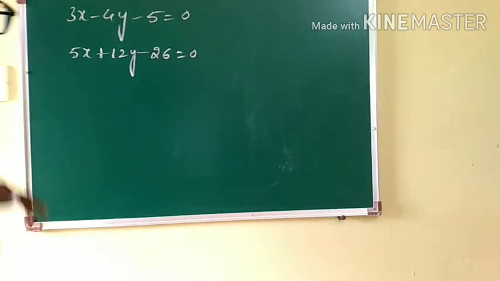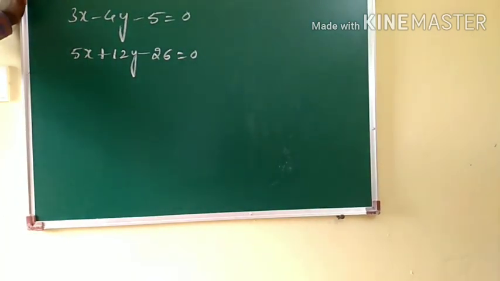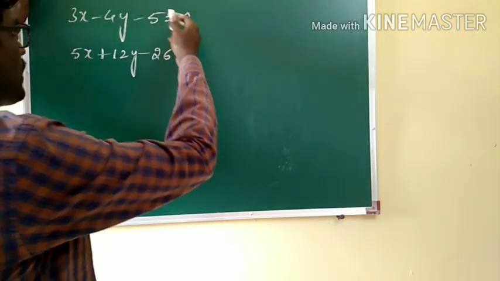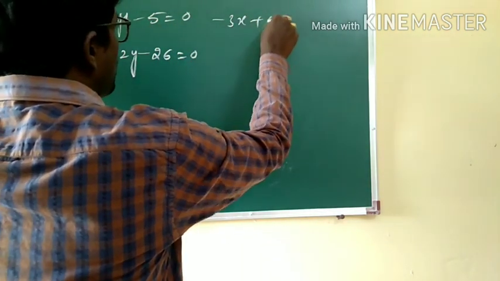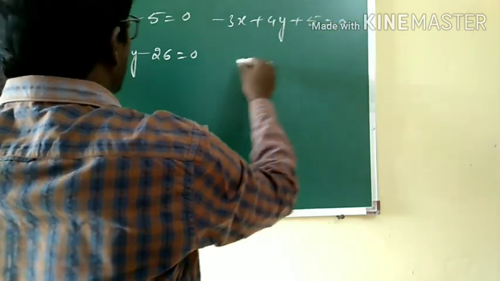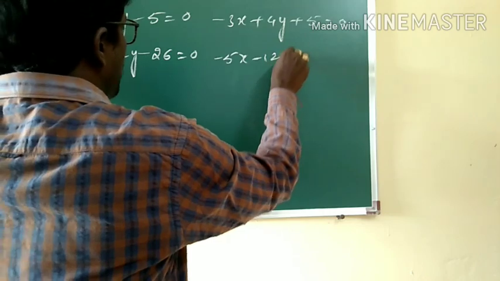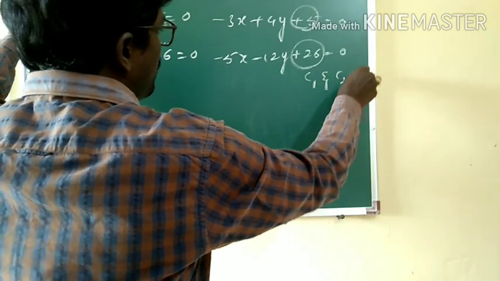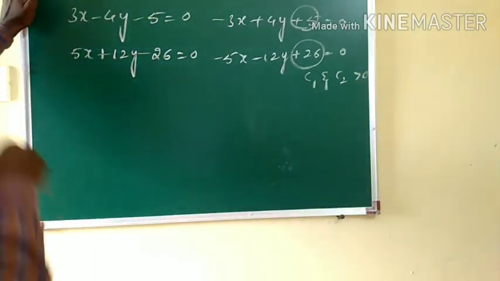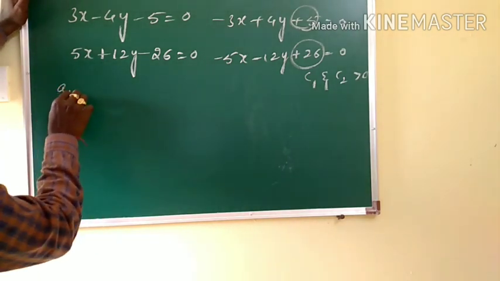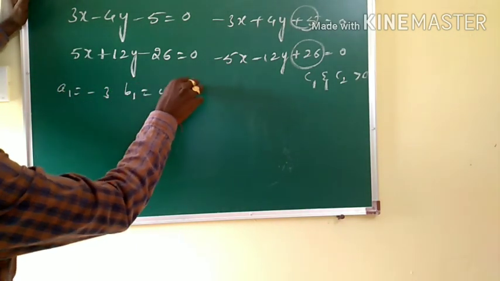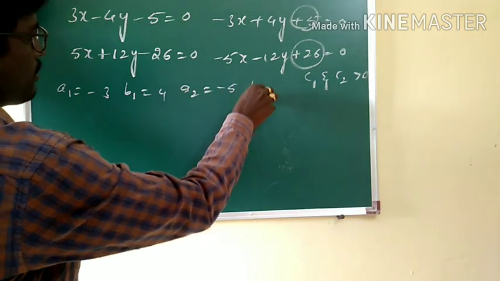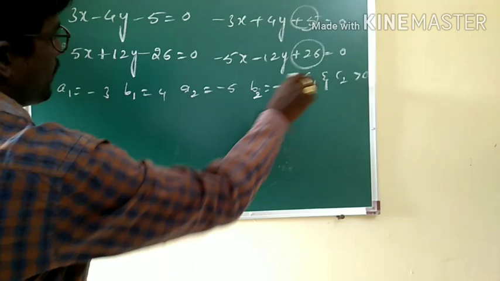Okay, first what is our responsibility? We'll make sure that c1 and c2 both are greater than 0. On making this greater than 0, what do we get? Minus 3x plus 4y plus 5 is equal to 0, and minus 5x minus 12y plus 26 equal to 0. C1 and C2 both are positive. Okay, and then let's take A1 is equal to minus 3, B1 is equal to 4, A2 is equal to minus 5, B2 is equal to minus 12.